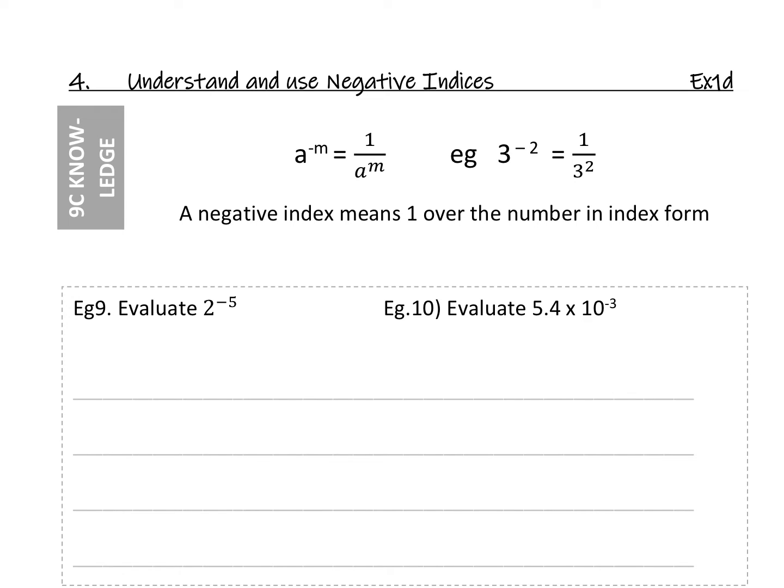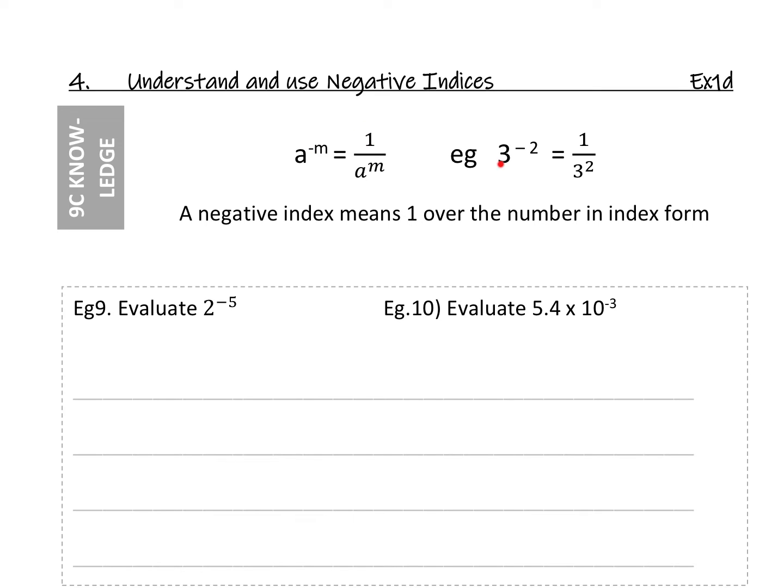When dealing with negative indices, we have the following rule. A to the power of negative m is equal to 1 over a to the power of m. You'll notice what happens here is the negative power disappears. It's now positive, but we write it as 1 over a to the power of m. So we change the negative into a 1 over, and the negative disappears.